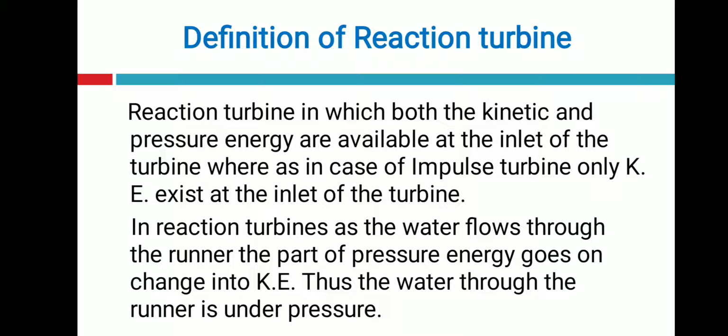So coming to the reaction turbine, in which both the kinetic energy and pressure energy are available at the inlet of the turbine, whereas in an impulse turbine only kinetic energy is available at the inlet. In an impulse turbine, the water coming from the penstock with high pressure energy goes to the nozzle, where the pressure energy is converted into kinetic energy. In a reaction turbine, as the water flows through the runner, part of the pressure energy is gradually changed into kinetic energy. Thus, the water through the runner is always under pressure.